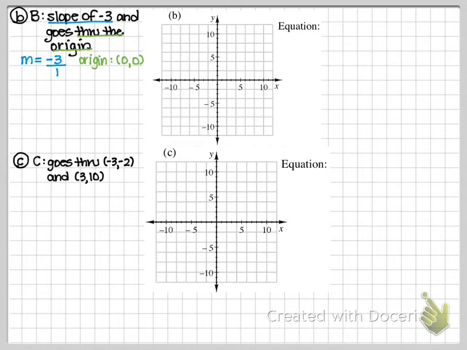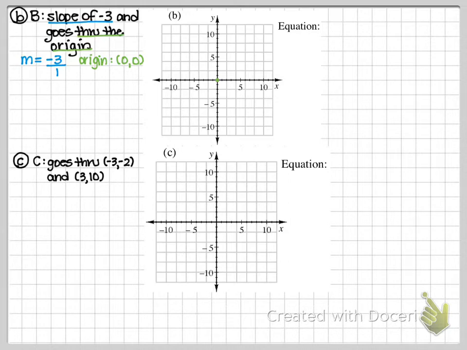So I think, well, I don't know. Well, let's see what happens. I think we might have enough information. So I know that I have a point at (0, 0), so I'm going to go to the origin and plot my point. And then I know I've got this slope of -3/1.